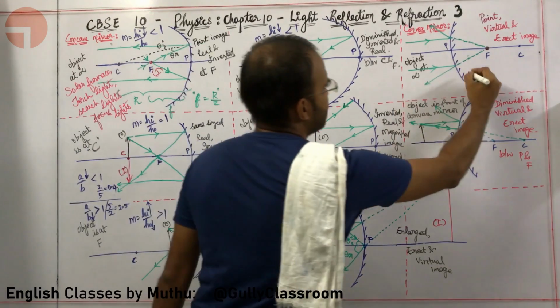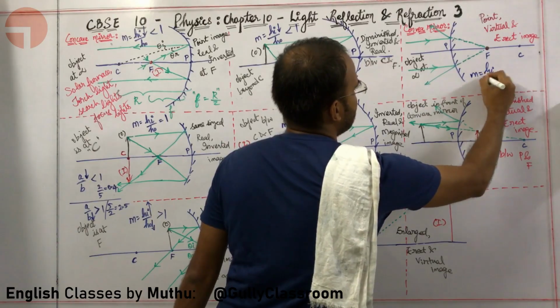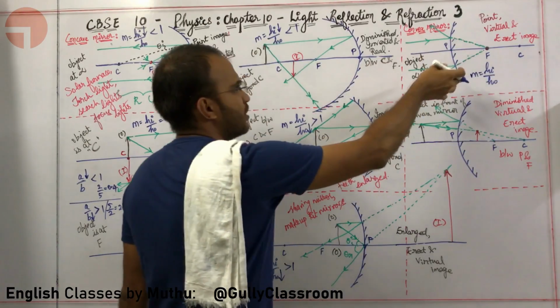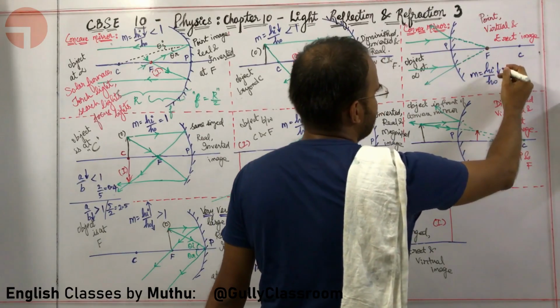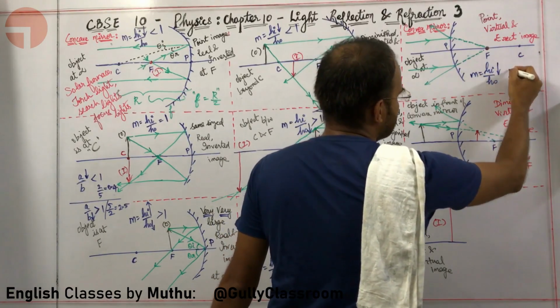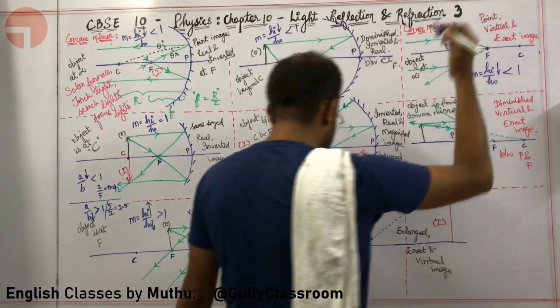What about here? Magnification is equal to hi by ho. Comparing magnification, I am getting a point image, which means hi is actually very small. If hi is small, the numerator is small, which means magnification is lesser than 1.